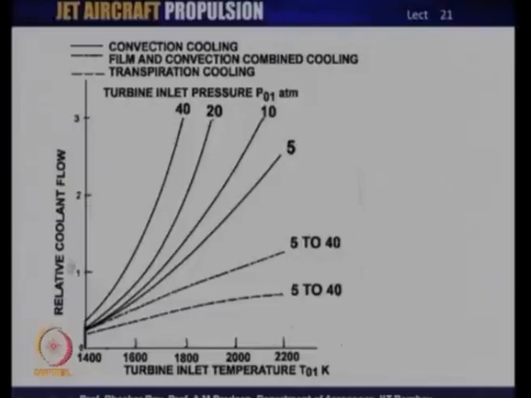So, your coolant flow requirement is decided by the turbine inlet temperature at which you are operating, and to some extent it is also decided by the cooling technology, whether it is a convection cooling or a combination of film and convection cooling, and the futuristic transpiration cooling, in which you can see here the coolant flow requirement would actually be much lower, all the way from 5 to 40 operating pressure, but such a coolant technology is not yet available as of today, and research is going on, hopefully to be made available in future.